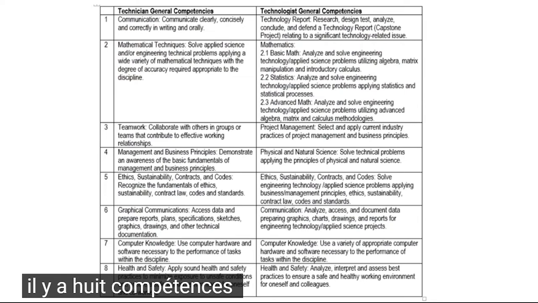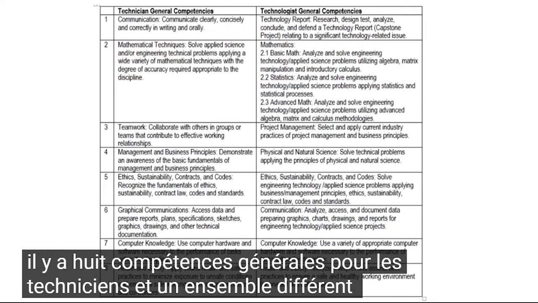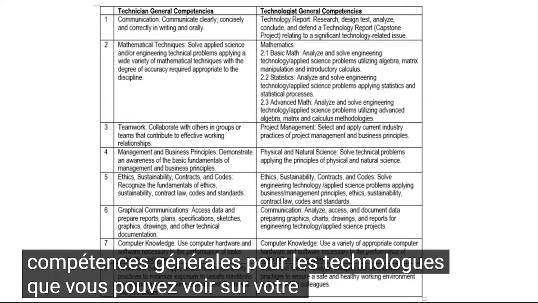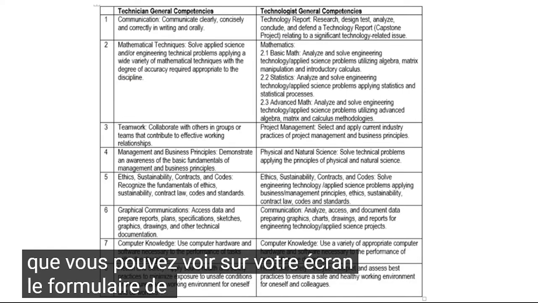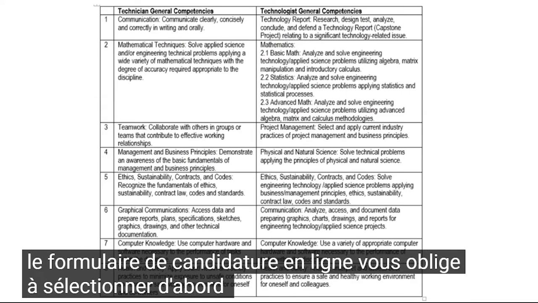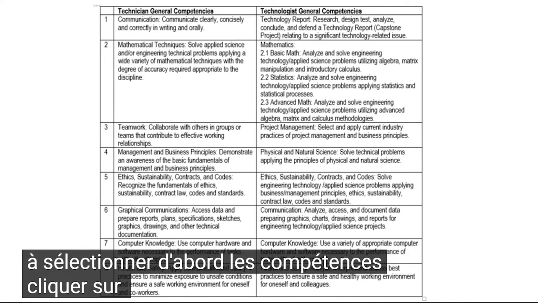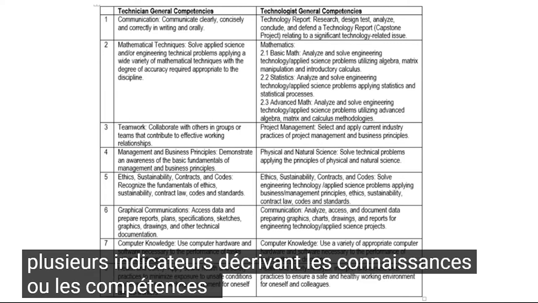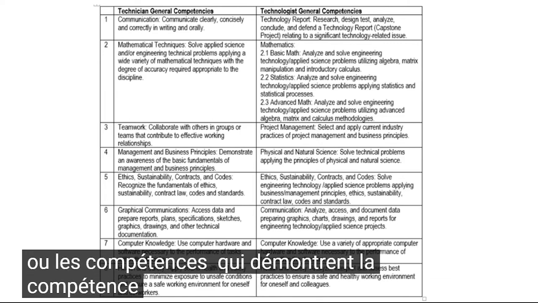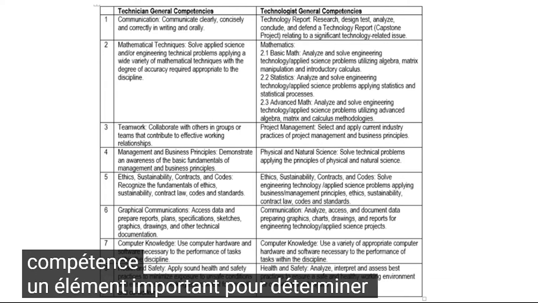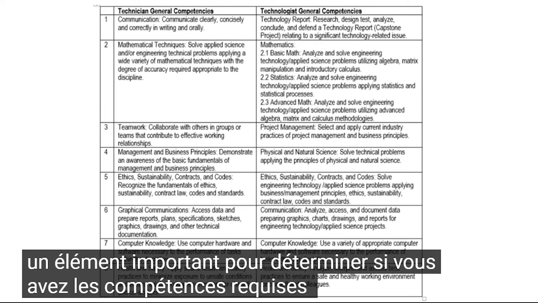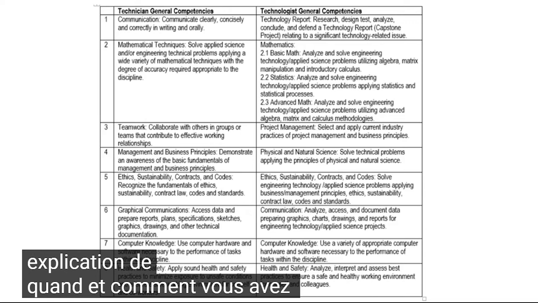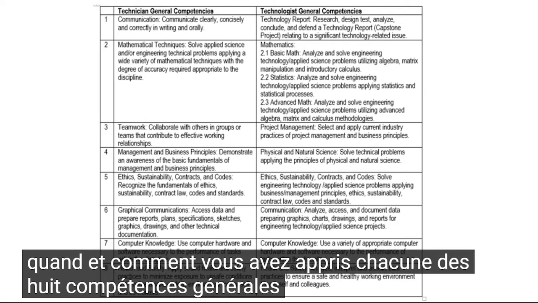There are 8 general competencies for technicians and a different set of 8 general competencies for technologists, which you can see on your screen. The online application form requires you to first select the competencies. Clicking on a competency will display several indicators describing knowledge or skills that demonstrate the competency. An important part of determining if you have the required competencies is your explanation of when, where, and how you learned each of the 8 general competencies.